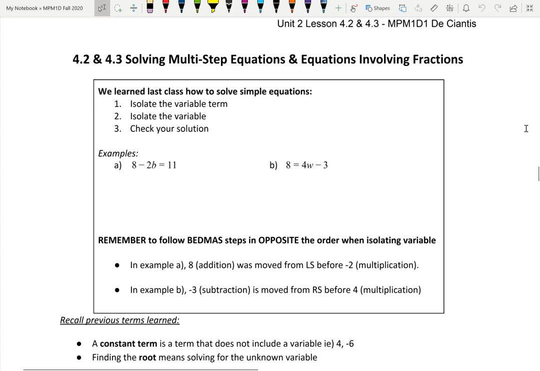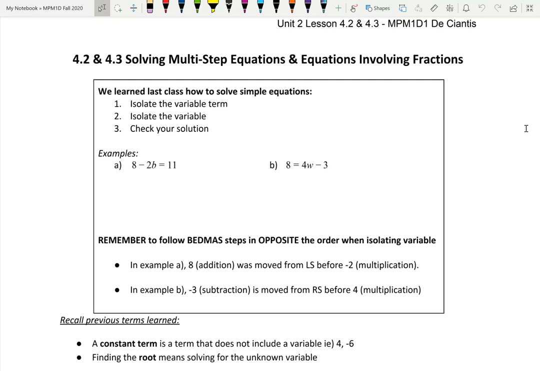Today's lesson is a combination of chapter 4.2 in the textbook and chapter 4.3. It's a bit of a longer lesson because we're amalgamating two individual lessons. So hopefully this is not too long, and hopefully you understand all information presented to you today.